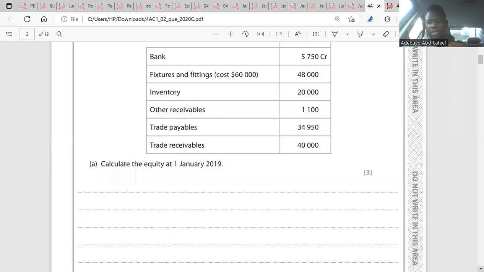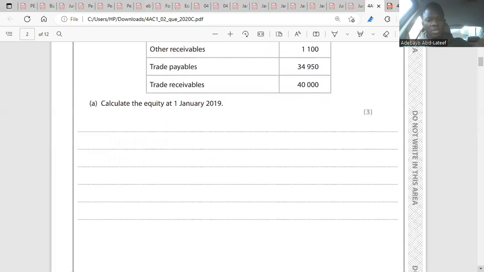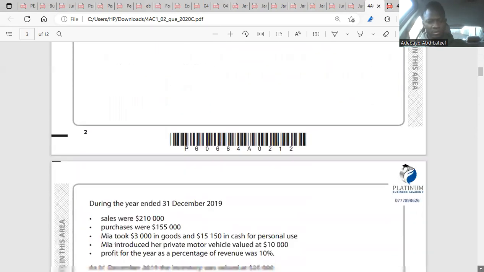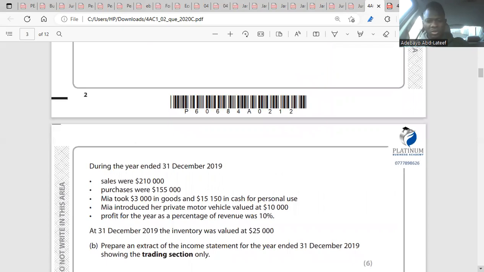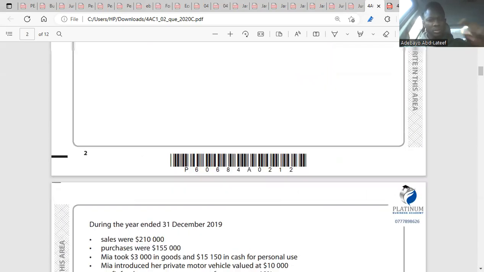To calculate equity, equity is calculated as your assets minus your liabilities. Are you with me? Yeah, so equity is assets minus liabilities. So if asset minus liability gives us equity, we need to find the assets and the liabilities. But let's go down. Maybe we have additional information. Yeah, there is additional information, but I don't think we need it now. So let's go back to the first question.